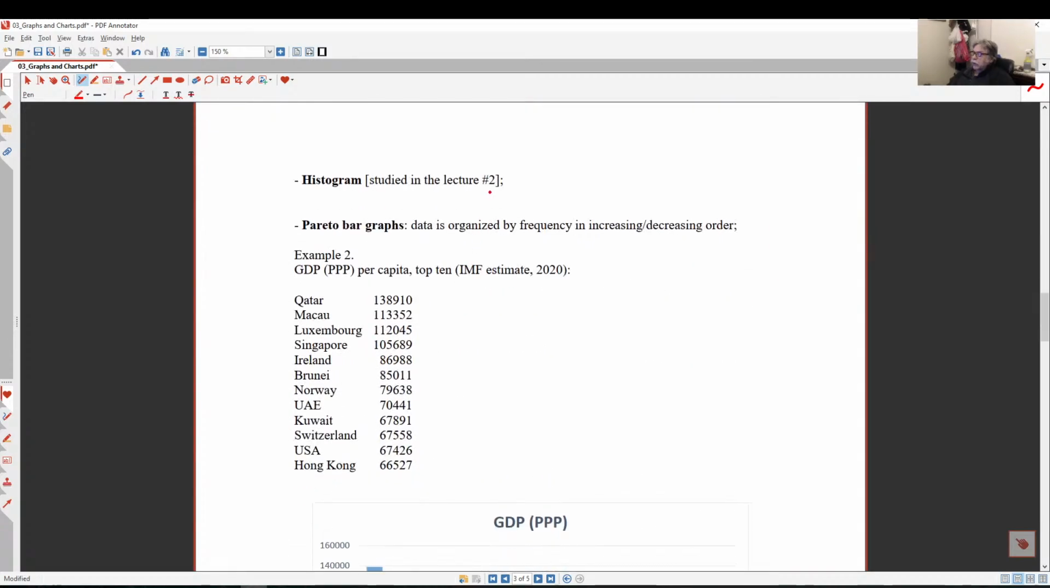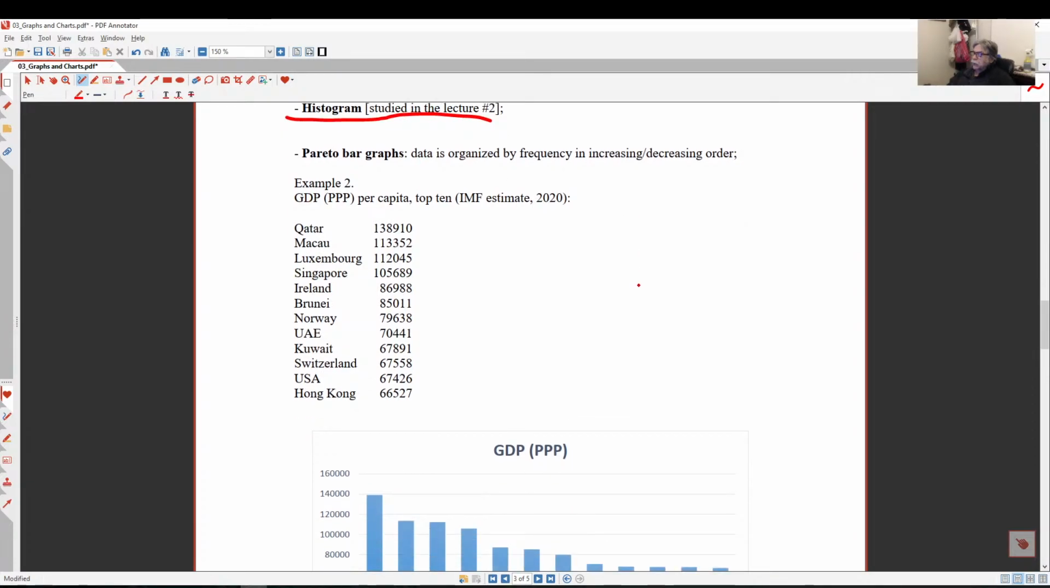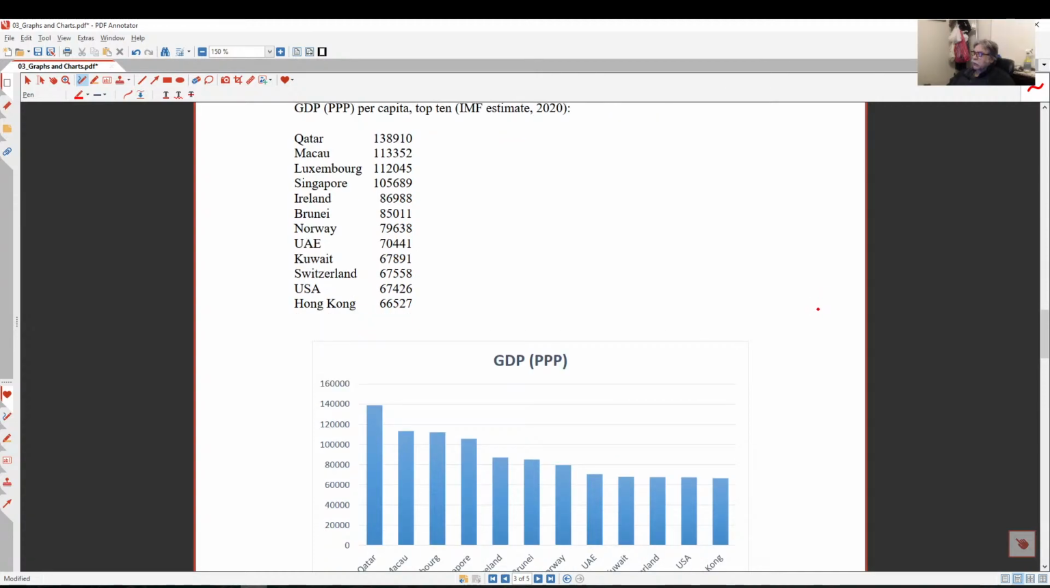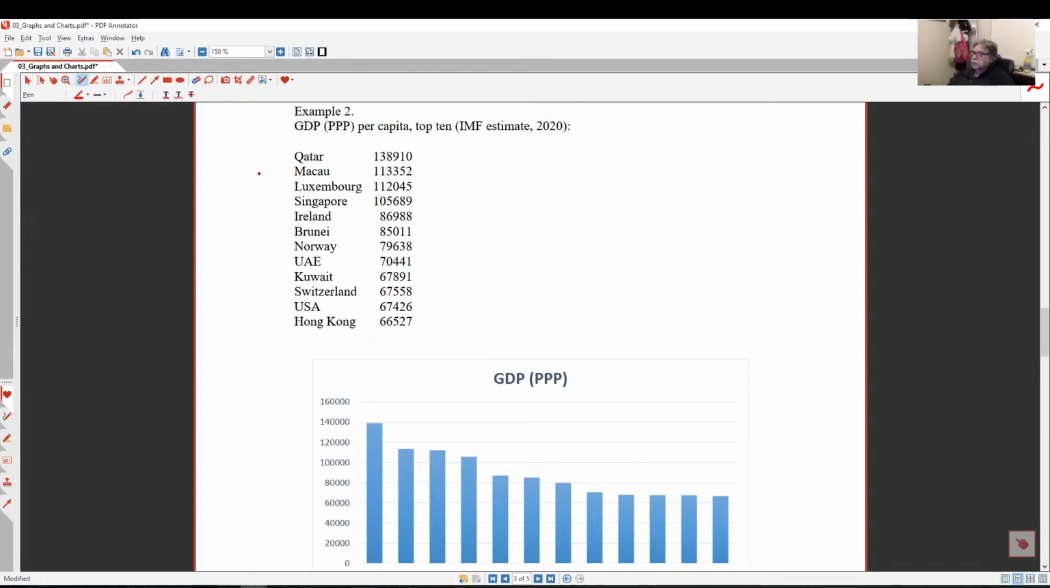We will also talk about histogram. That's a separate lecture. The next type of bar graph is a Pareto bar graph. Now this is a kind of graph that is a bar graph, but data is also organized in some sorting fashion, either decreasing or increasing order, ascending or descending. So in this particular case, I'm presenting the GDP, purchasing power parity per capita of the top 10 countries, estimated by the International Monetary Fund for 2020.